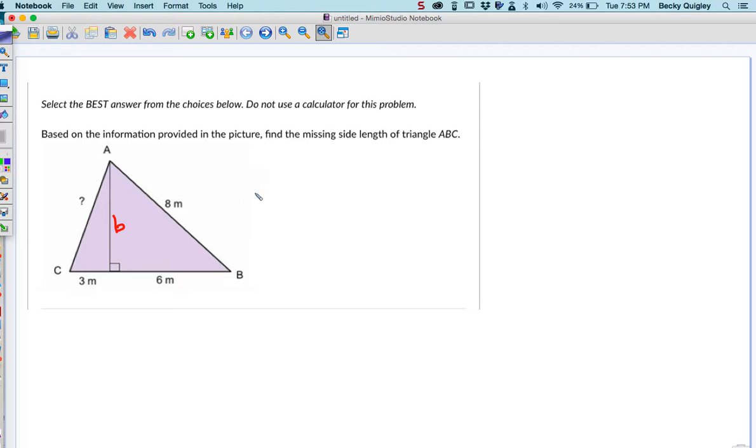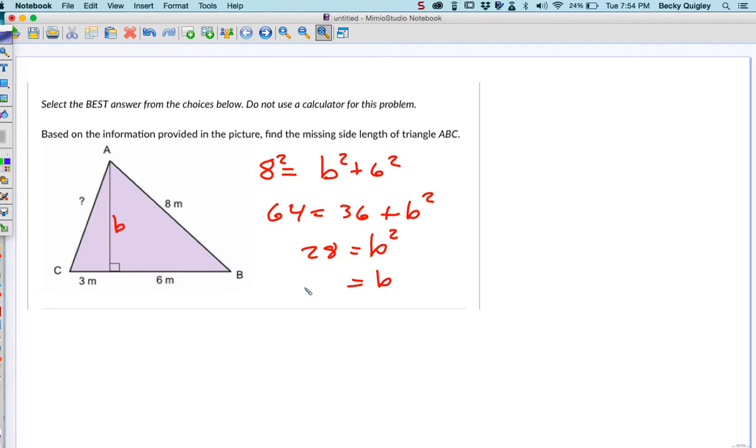So you can only use the Pythagorean theorem if you are given a right triangle. So we have our hypotenuse here, 8 squared is equal to b squared plus 6 squared. So 64 is equal to 36 plus b squared. B squared is equal to 28, and b is equal to the square root of 28. So you solved for this correctly, but what you really needed was this side of the triangle.